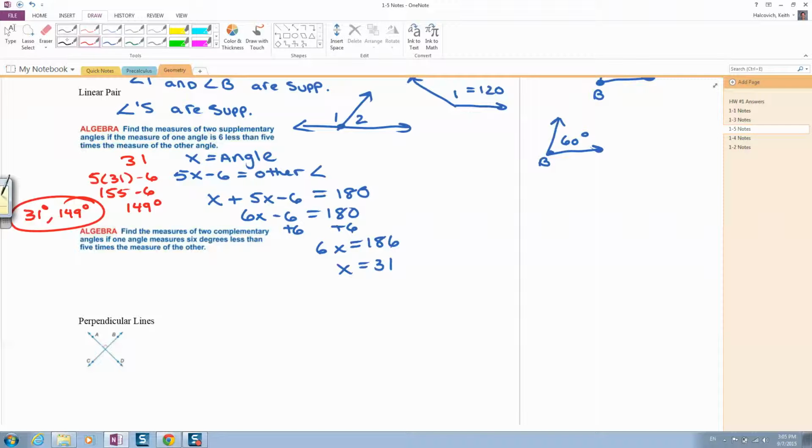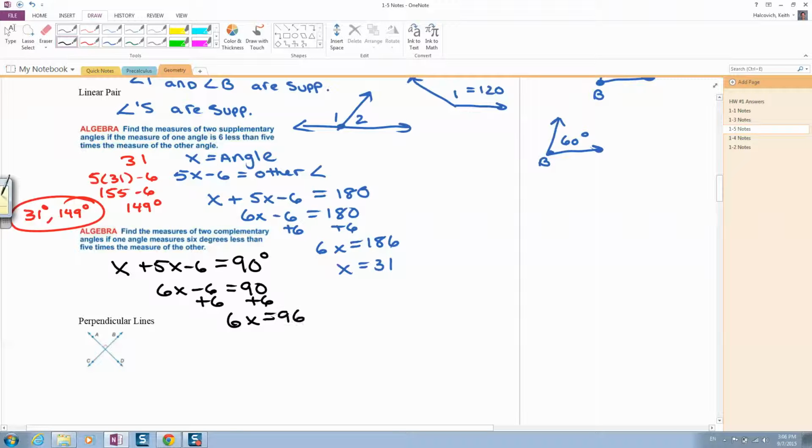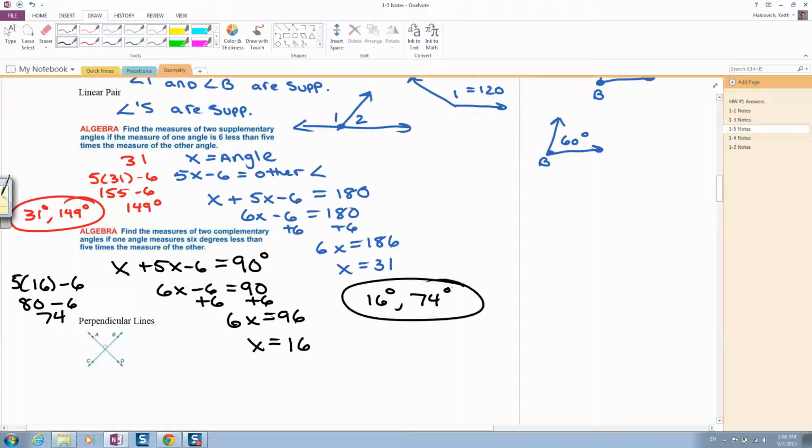The next one talks about it when it's complementary. So x is one angle and 5x minus 6 is the other, but then it's equal to 90 because it's complementary. So 6x minus 6 equals 90. You add 6, so 6x equals 96. Divide by 6, and you get 16. So then 16 degrees is the one angle, and then 5 times 16 minus 6, so 80 minus 6 is 74 is the other angle. And notice they have to add up to 90.